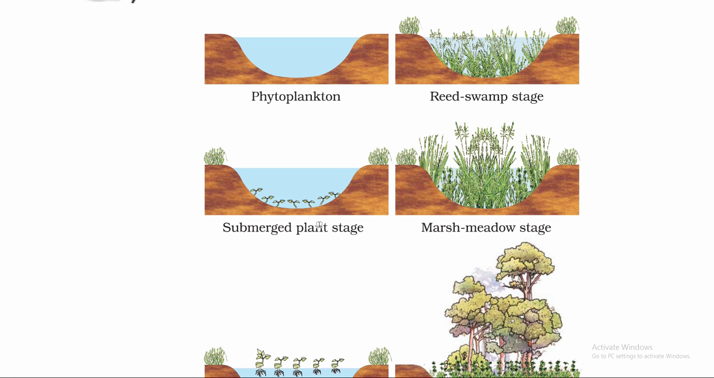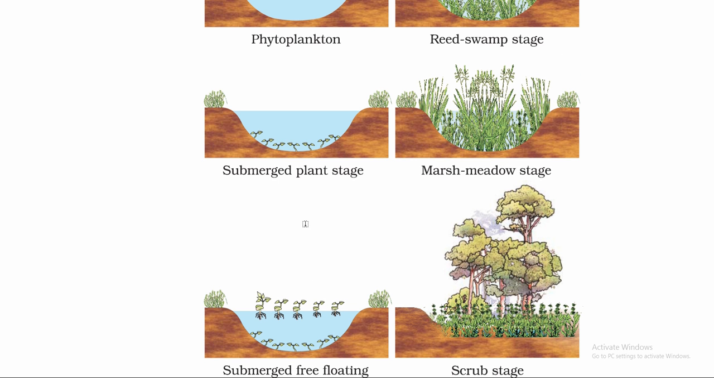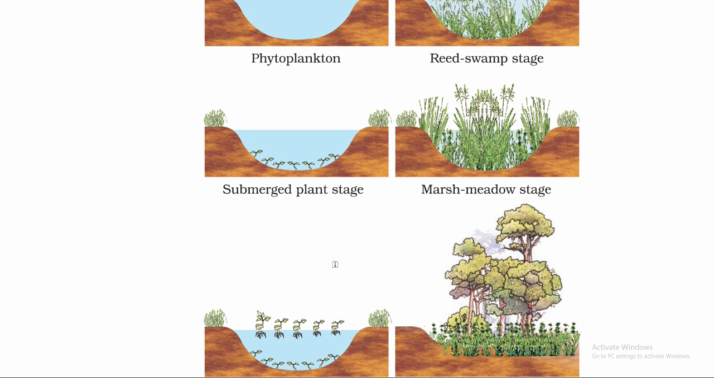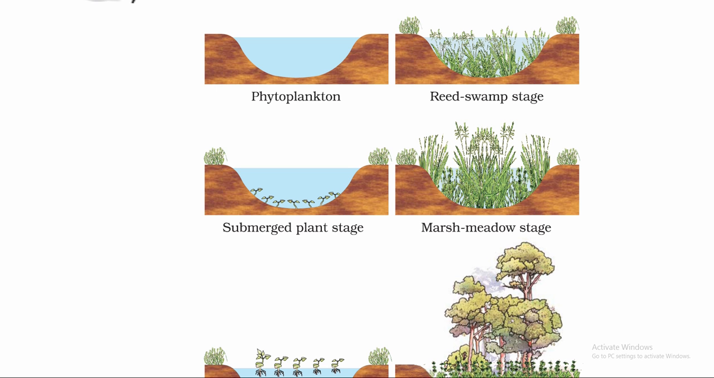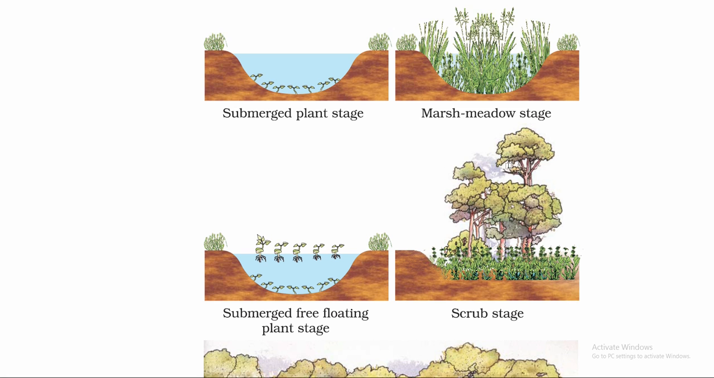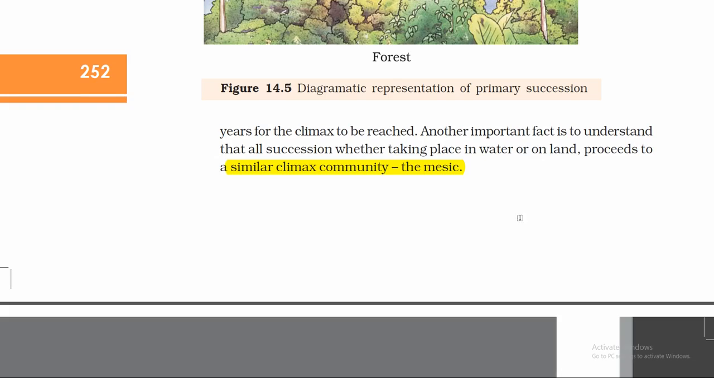Then comes the submerged plant stage. नीचे से शुरुआत होगी ना किसी भी चीज की. Submerged plant stage. Then comes the submerged free floating plant stage. ऊपर भी आएंगे थोड़े से. Then comes the reed swamp stage. ऊपर आ गए. अभी ऊपर वाले नीचे जाएंगे, ये थोड़े से बढ़ेंगे. फिर मार्श मिडो स्टेज, पानी कम होगा थोड़ा, और फिर उसमें ये जंगल वंगल आएंगे. फिर स्क्रब स्टेज, थोड़ा सा पानी बचेगा. फिर बाद में फॉरेस्ट.